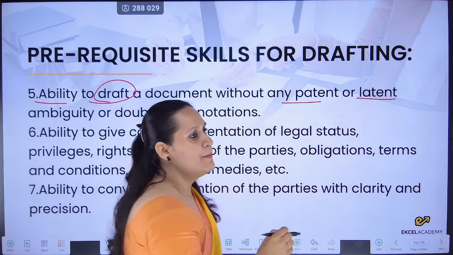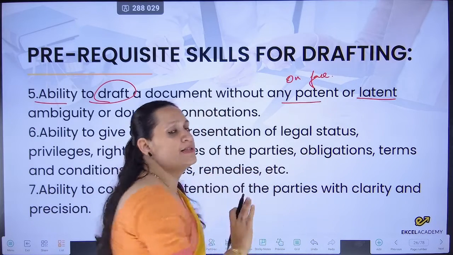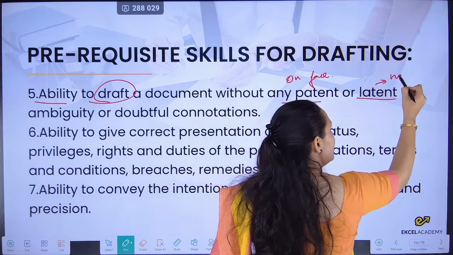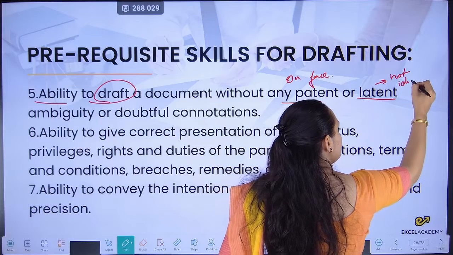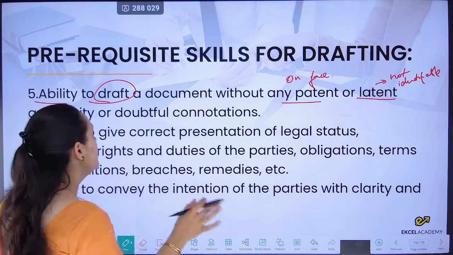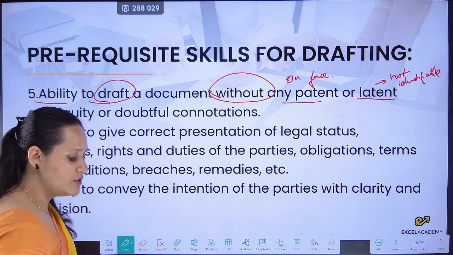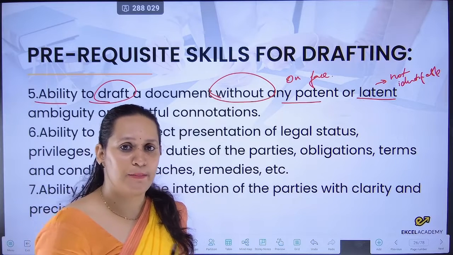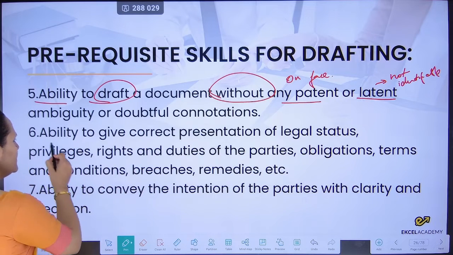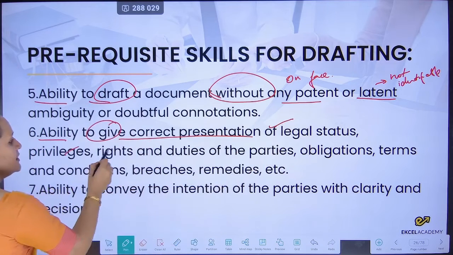What does this mean? Patent means any defect that is on the face. On the face of your document, you know that there is some kind of defect, there is something that is wrong. Latent means it is not identifiable, but there is a kind of defect. Any kind of defect, whether it is patent or latent, you should be able to draft without any defect, whether it is on the face of it or you cannot identify there is a mistake. But in your document, there should be no mistake, there should be no error. There should be an ability to give correct presentation of legal status, privileges, rights, etc.